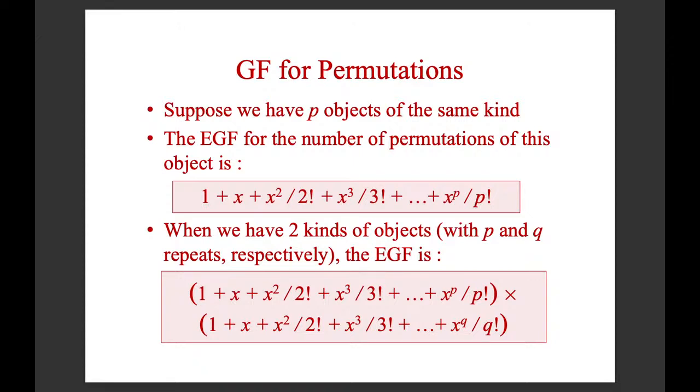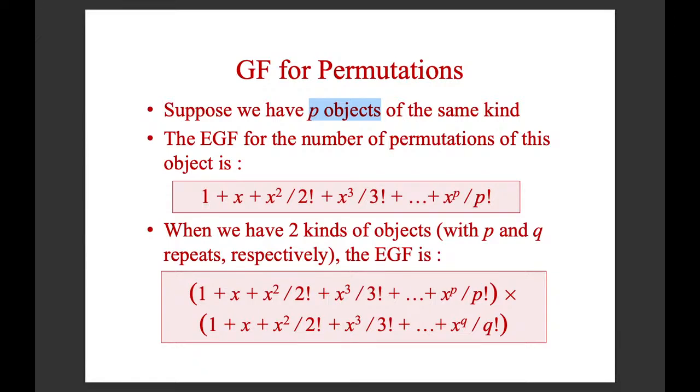Okay, so we know that the number of ways of selecting 0 objects, there is one way. At 1 object, there is one way. 2 objects, one way, and so on and so forth. So the corresponding exponential generating function for this particular type of object is 1 plus x plus x squared over 2 factorial up to x^p divided by p factorial.